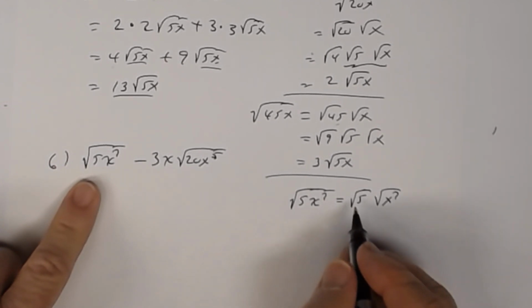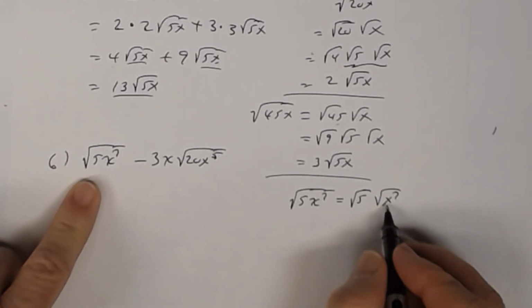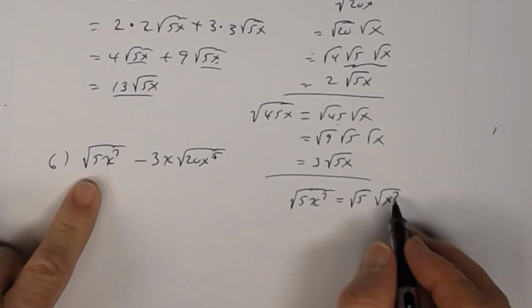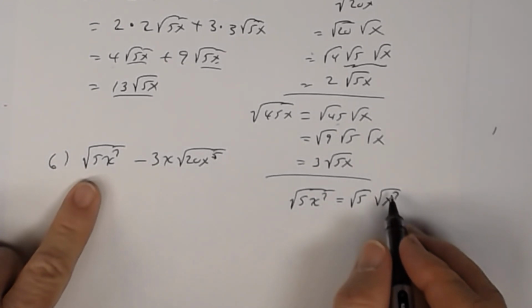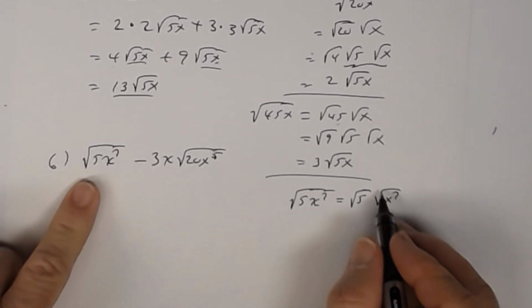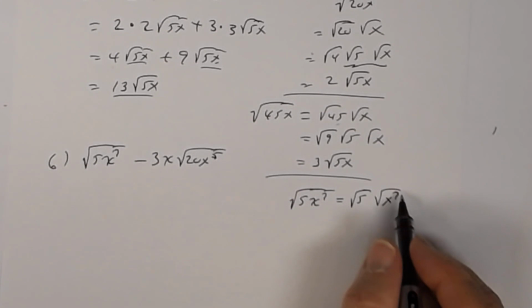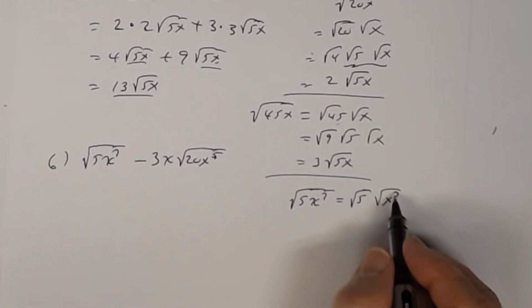I cannot simplify the square root of 5 because the only perfect square that goes into 5 is 1. But I can simplify the square root of x to the 7th because the exponent 7 is greater than or equal to the index. But 7 is not divisible by 2. So we think about the largest whole number less than 7 that's divisible by 2, and the answer is 6.